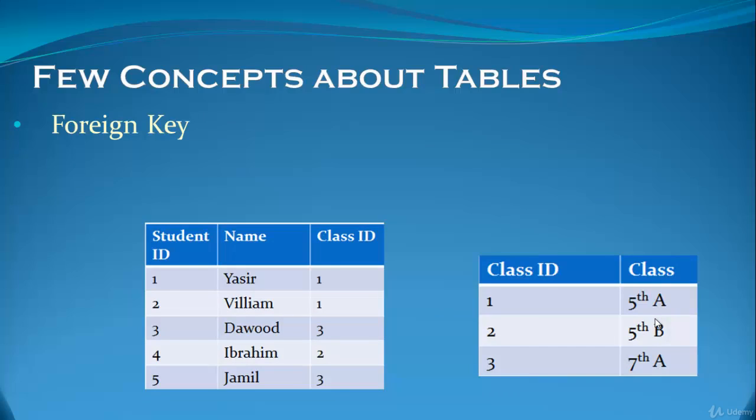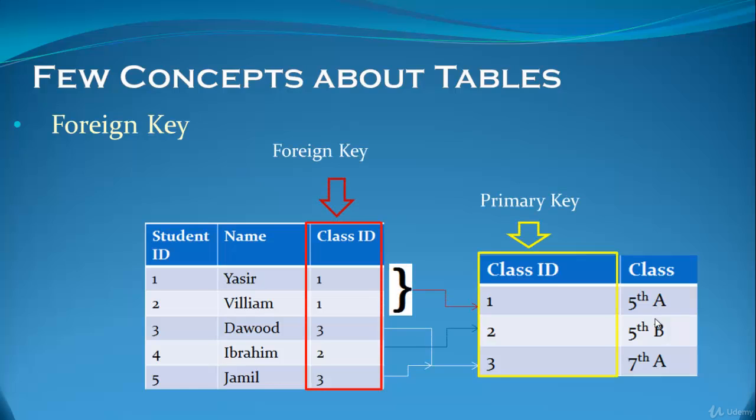The relationship between two or more tables is defined with the help of a foreign key. In our example, you can see that class ID is the primary key in the class info table. You can see the yellow highlighted one. And the same class ID is referred to as a foreign key in the other table. You can see the red highlighted here.